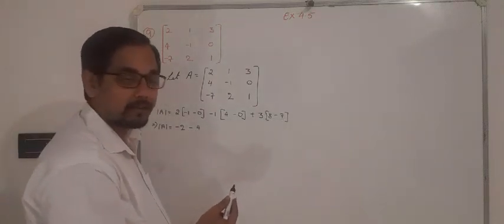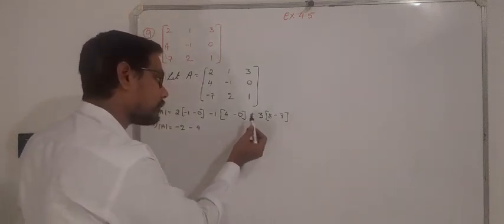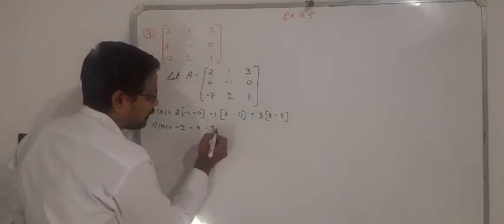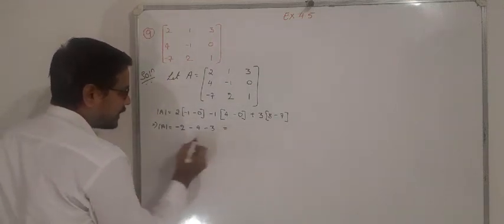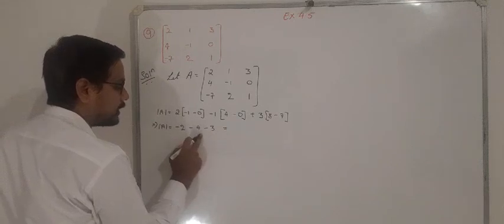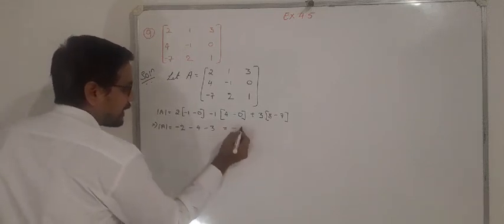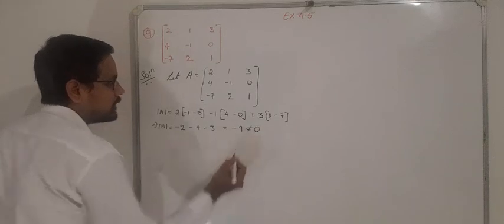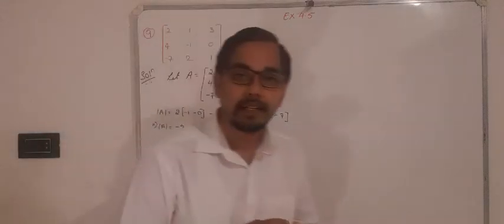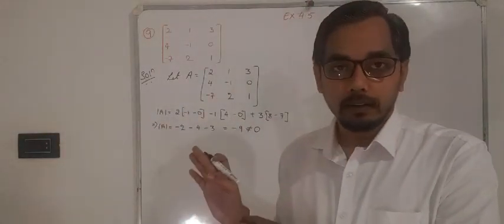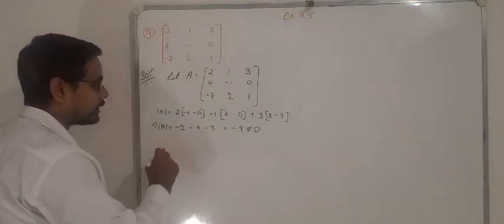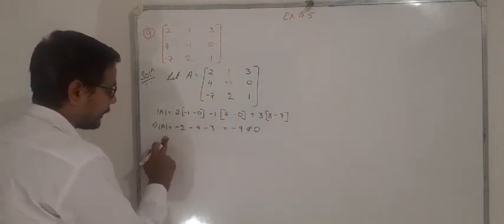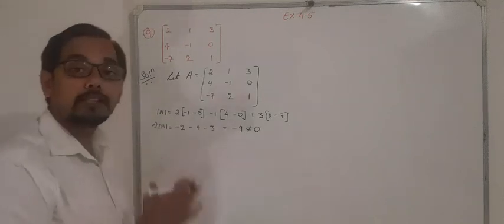Right. So now the value of the determinant will be 2 into minus 1 is minus 2, minus 4, and 8 minus 7 is 1, and 1 into 3 is 3. Okay, so minus 2 minus 4 is minus 6, minus 6 plus 3 is minus 3, and it is not equal to 0. So we can say that the inverse exists for this particular matrix. Okay, fine, the determinant we have calculated.